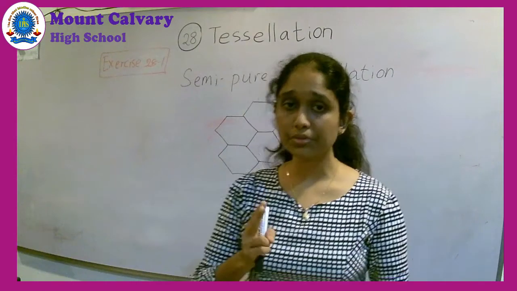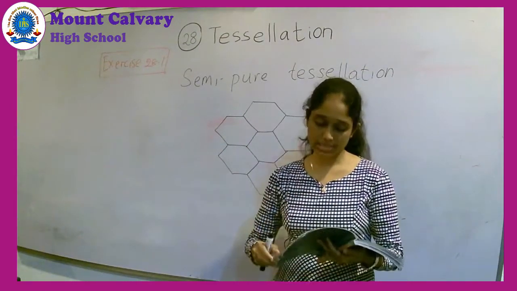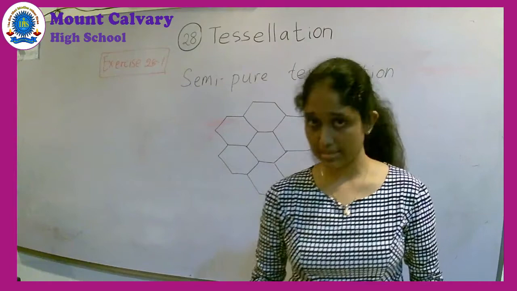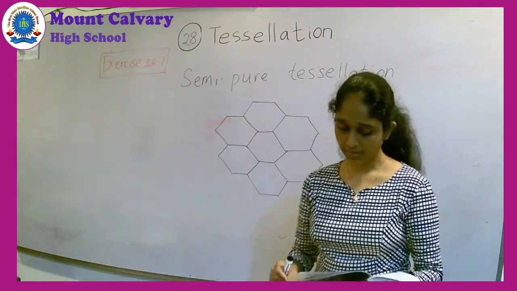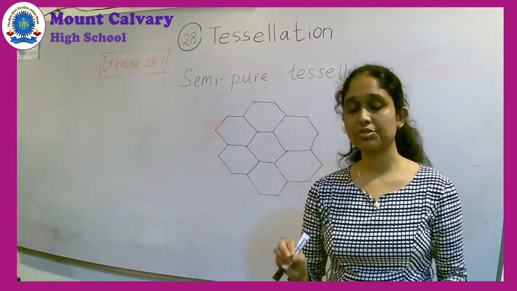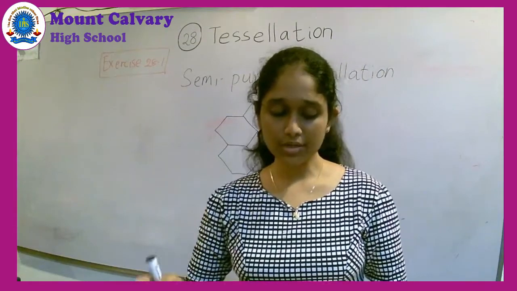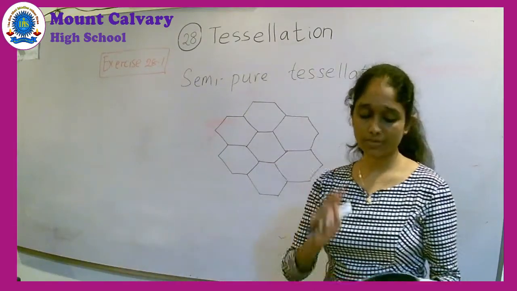So now the definition: tessellation that is done using two or more different shapes is called a semi-pure tessellation, right? So what is the condition? There should be two or more different shapes.